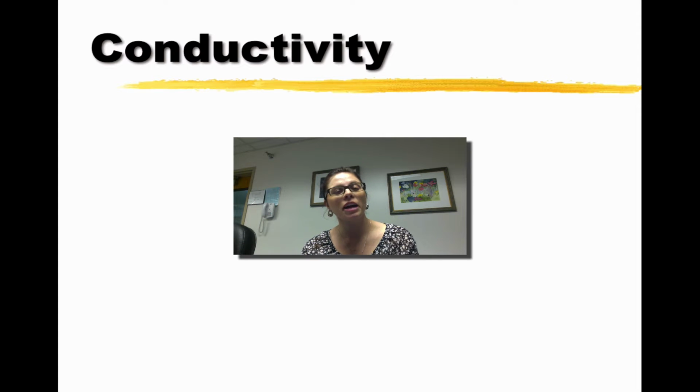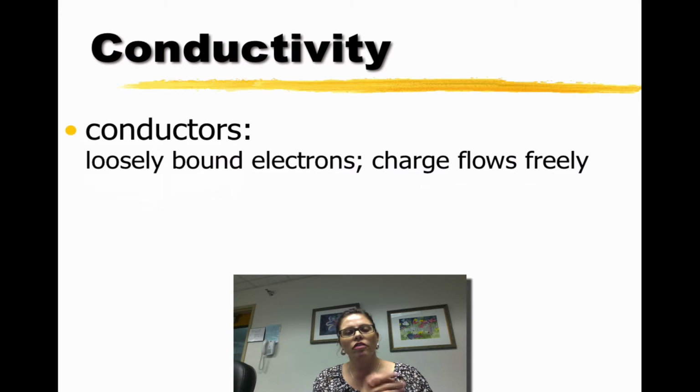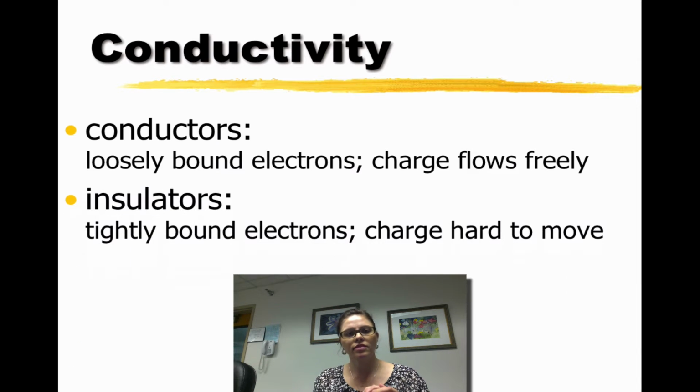Welcome back. Okay, so now we're going to talk about conductivity and how to induce charges in an object. Objects can be broken up into two basic groups, conductors and insulators. Conductors are usually metal and they have loosely bound electrons, so charge flows freely. Insulators have tightly bound electrons, so the electrons cannot move as easily on the surface of the object.